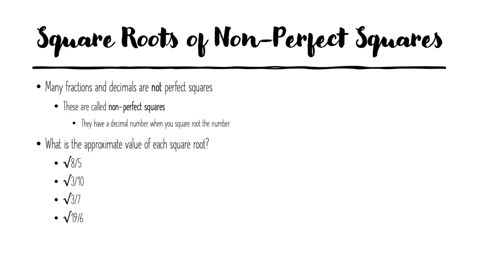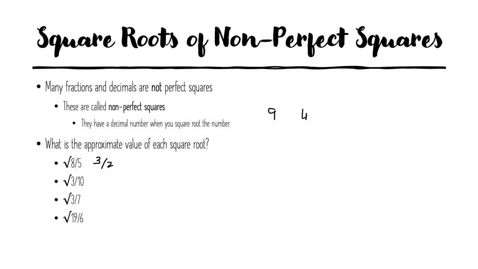So, we can actually approximate the value of each square root by rounding the number to the closest square. Let's just take 8 over 5 for an example. 8 is close to 9, and we know that 9 is a perfect square. And 5 is close to 4, which is another perfect square. So the approximate value of each square root for this one would be the square root of 9, which is 3, and the square root of 4, which is 2. We can continue doing that for the others.